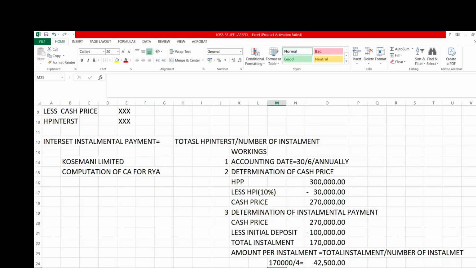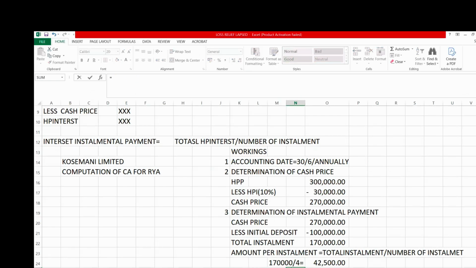42,500 will be payable at each installment. So since we know that, the next thing for us is to find our date of acquisition. For the working, I need some dates. Date of acquisition: when did they acquire this asset?